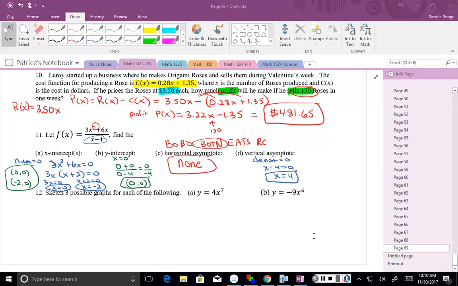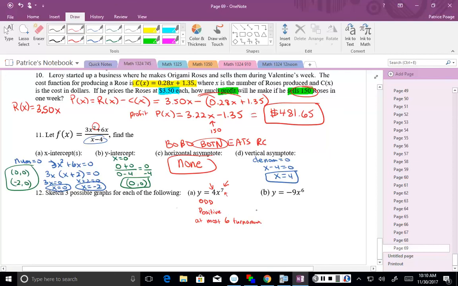All right, number 12. Sketch 3 possible graphs for each of the following. So for part A, things we know. We know it's an odd exponent, so this is an odd function. So the ends are going in opposite directions. The coefficient is positive. So not only are they going in opposite directions, but the right end is up and the left end is down. And since the degree is 7, we have at most 6 turnarounds.